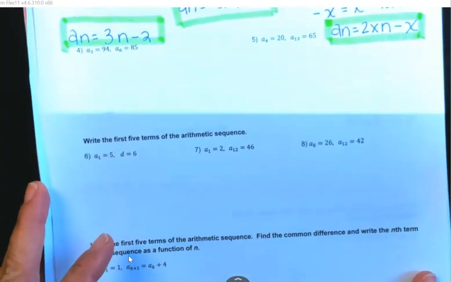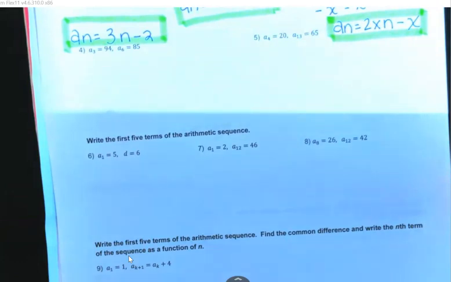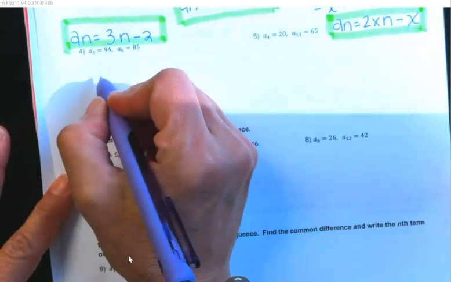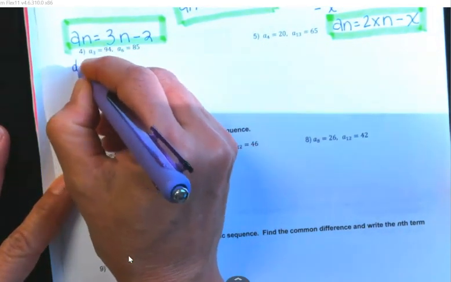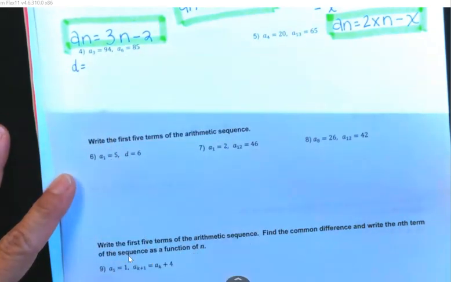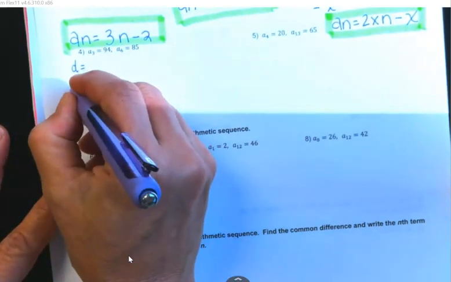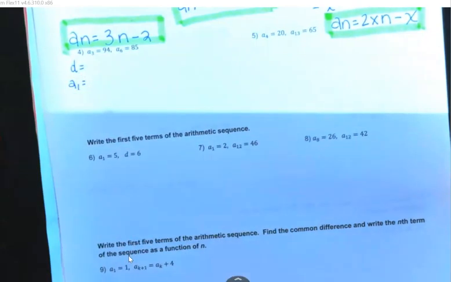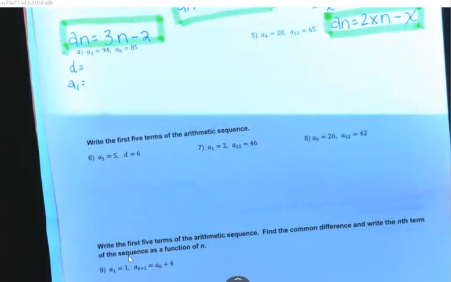All right, so for problem 4, remember we're finding explicit. And in order to find explicit, we need the D value, which we do not have. We need A sub 1, which we do not have. So you got to have those two components. Not hard to find. Remember, the D is slope.